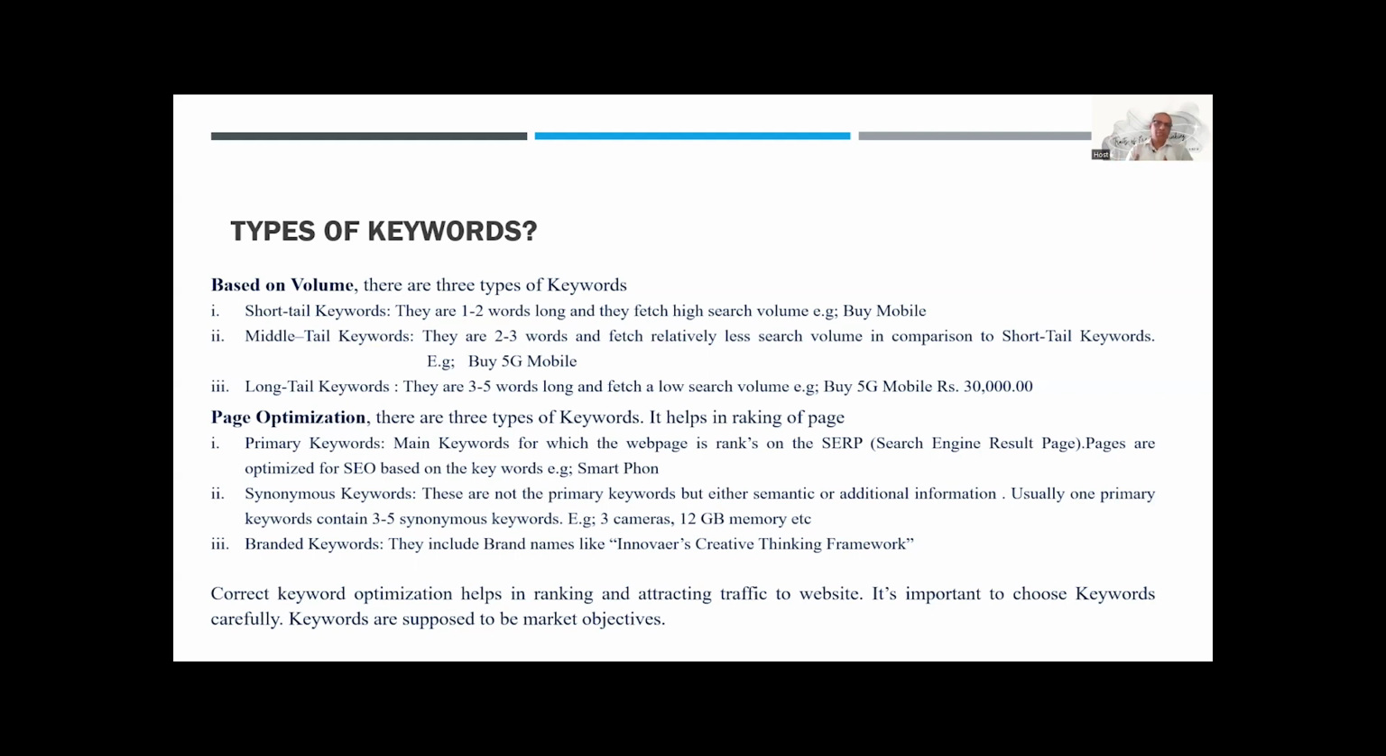So it will try to come up with all the mobile phones which are 5G enabled, and will try to get those phones which are on or less than rupees 30,000. So search volume will be definitely much lesser, because it will be filtering out the data. The search result will be much lesser in comparison to the middle tail and short tail. So this is the search or keyword which is based on the volume.